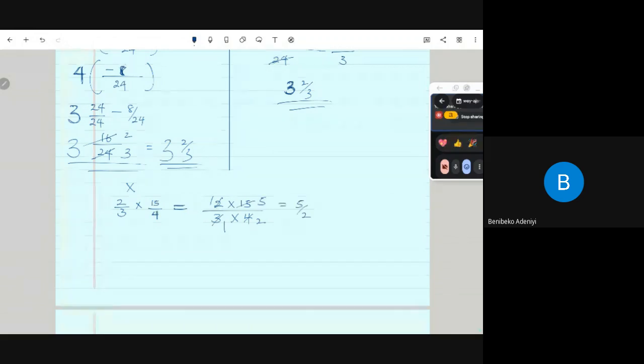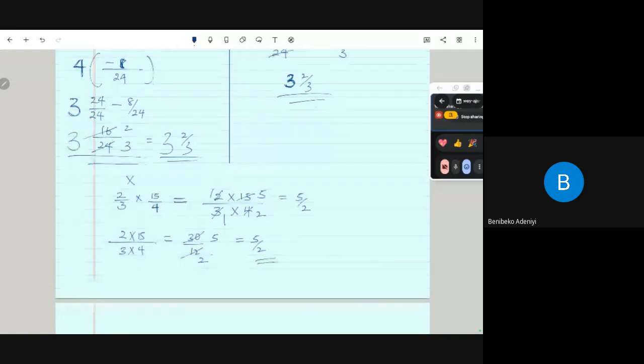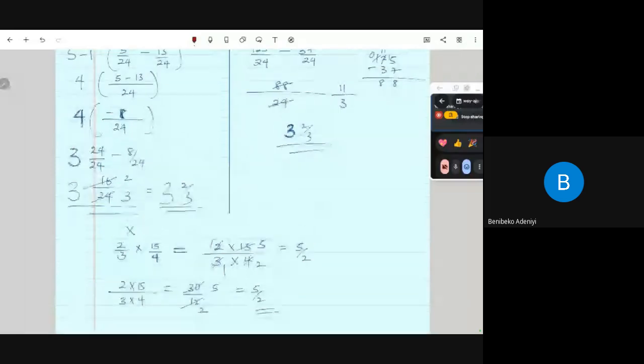But some people don't like all these things. It confuses them. No problem. Just do 2 times 15 over 3 times 4. 2 times 15 is 30. 3 times 4 is 12. Then you can divide. 6 goes in 12 2 times. 6 goes in 30 5 times. So we have 5 over 2 as our answer. That's how you multiply fractions. Very simple. Now, let's take a look at how to divide fractions.